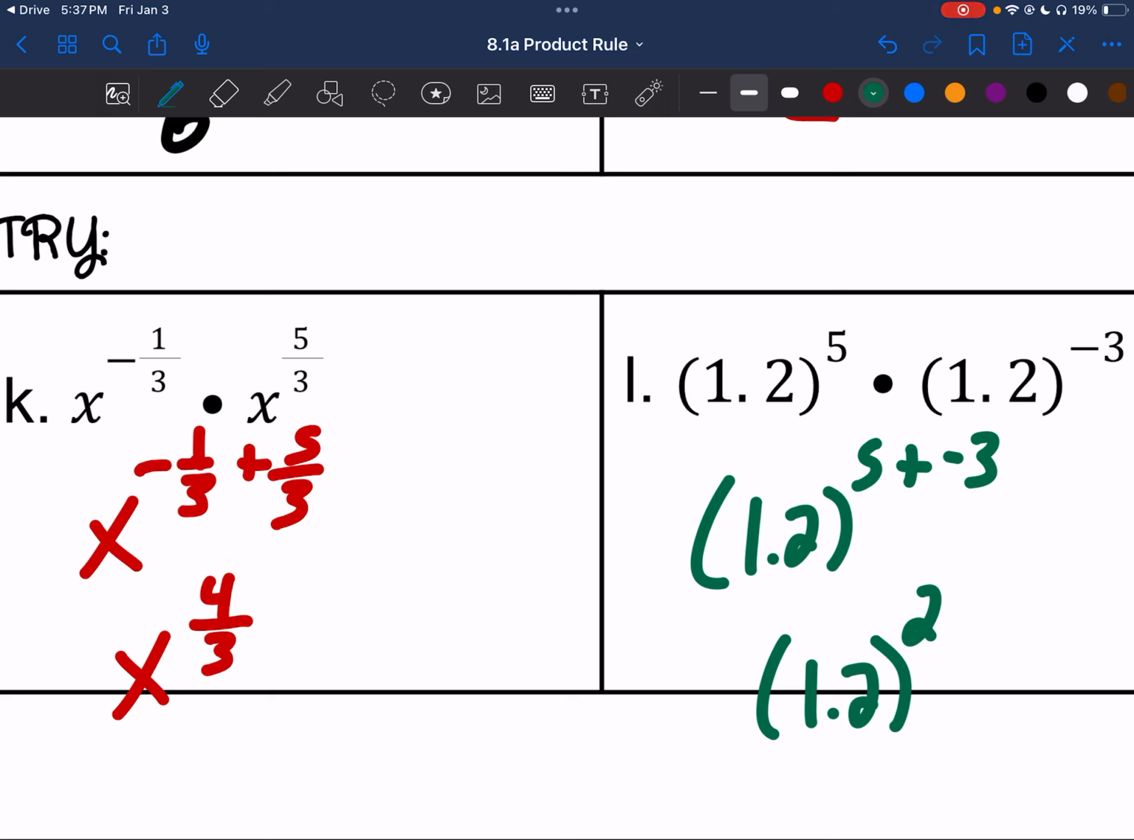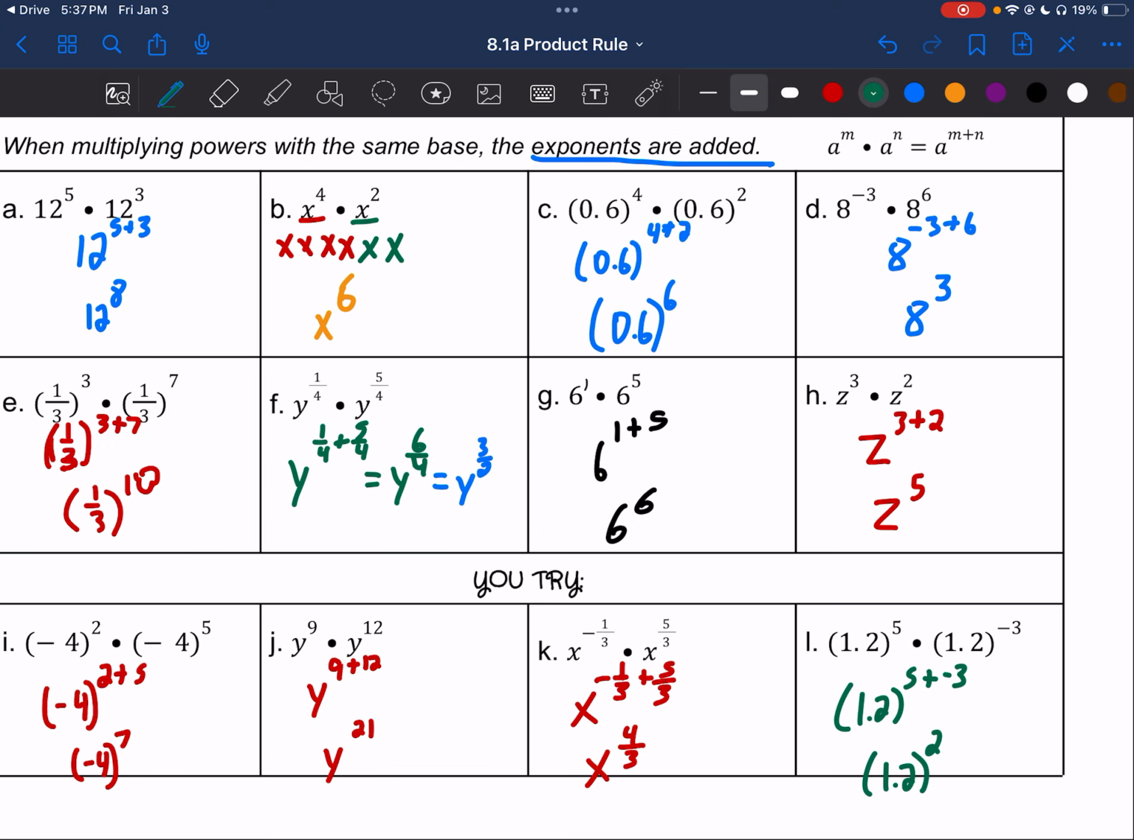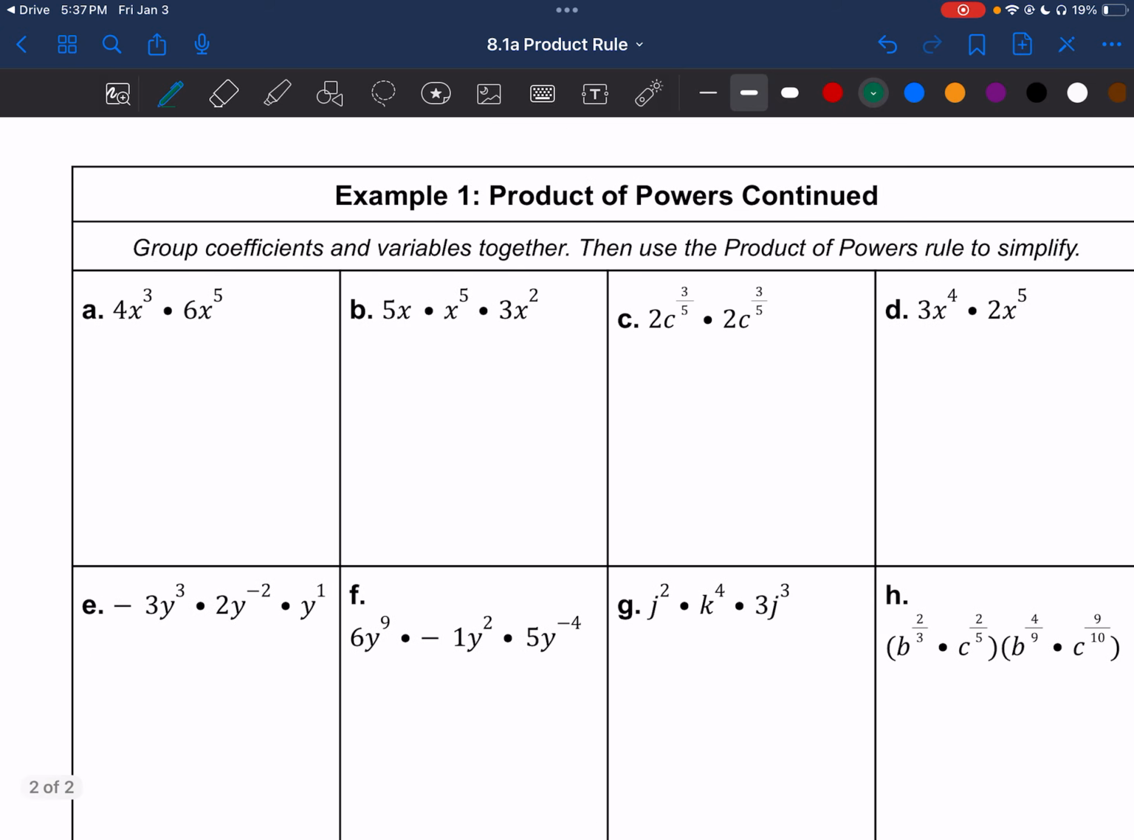All right, so now we're going to flip over to the next page, and we are going to continue with example 1. And now we're going to start adding in multiple pieces to this. So now our monomials are not just one coefficient or one variable term. Now it's going to be combinations of coefficients and variables. So the first thing that you want to do, you're going to group the coefficients and the variables together, right?